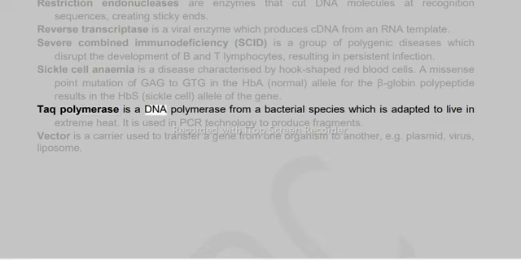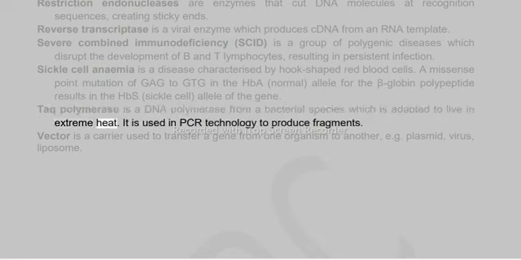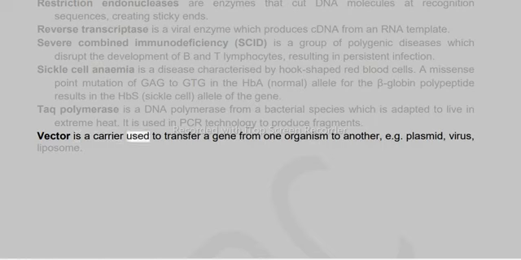Taq polymerase is a DNA polymerase from a bacterial species which is adapted to live in extreme heat. It is used in PCR technology to produce fragments. Vector is a carrier used to transfer a gene from one organism to another, e.g. plasmid, virus, liposome.